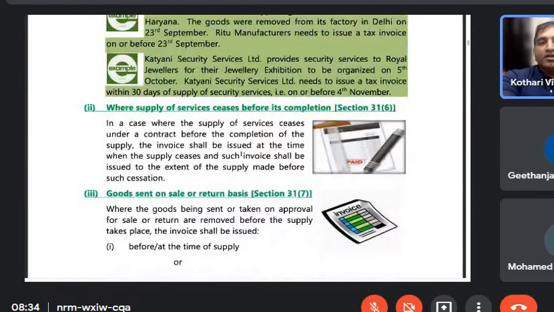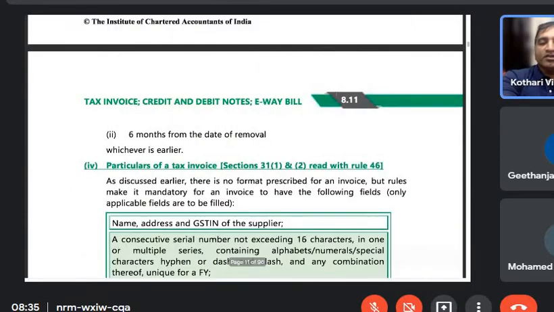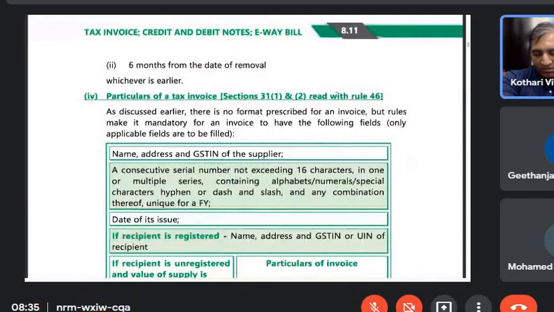Katyani Security Services provides security services to Royal Jewellers for the jewellery exhibition organized on 5th October. Katyani Security Services Limited needs to issue a tax invoice within 30 days from the supply of security service. So since it is a service, within 30 days, that is on or before 4th November, the invoice has to be issued.